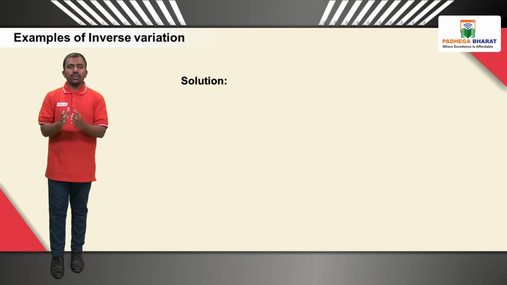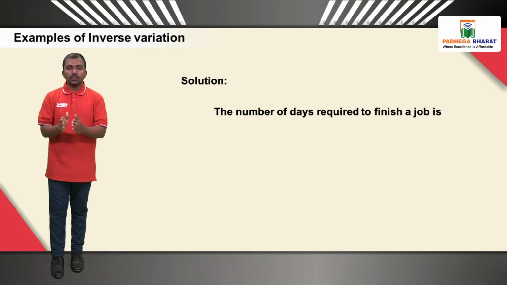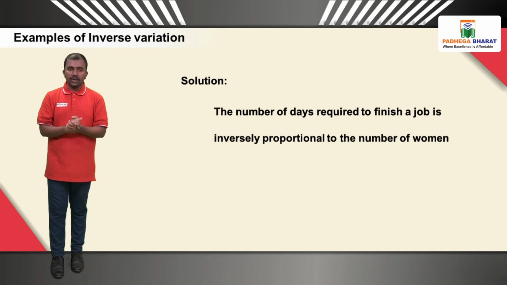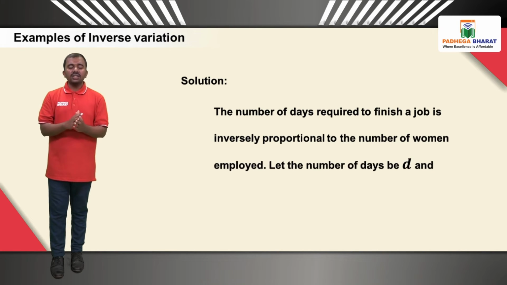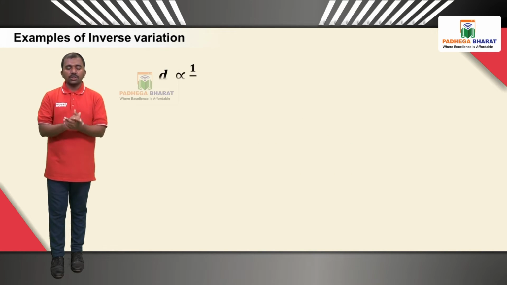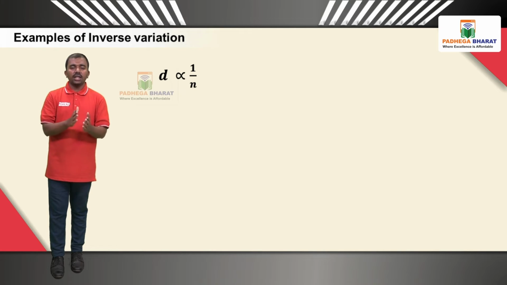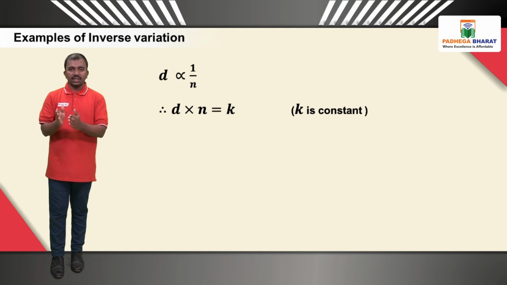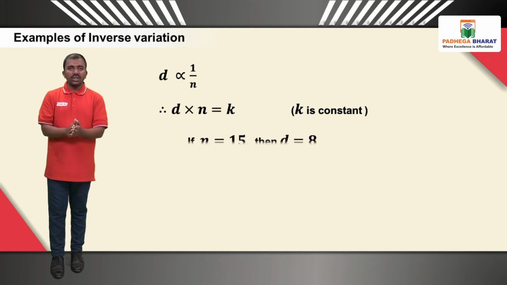The number of days required to finish a job is inversely proportional to the number of women employed, right? So let us say the number of days be D and the number of women be N. Now we know D is inversely proportional to N. That implies D into N is equal to a constant, that is K. If N is equal to 15, then D is equal to 8. That is given in the problem.